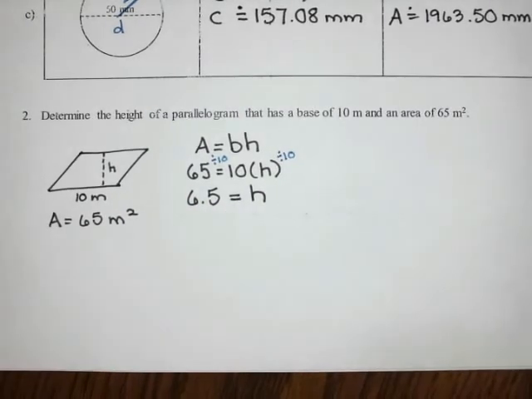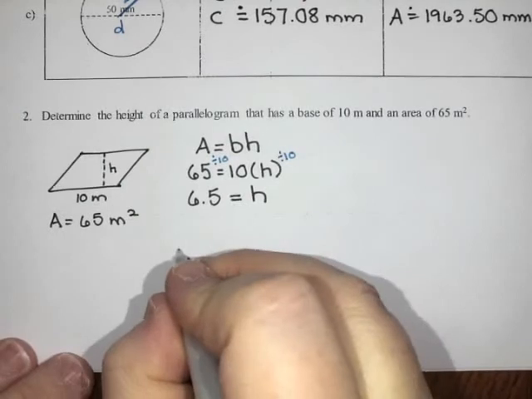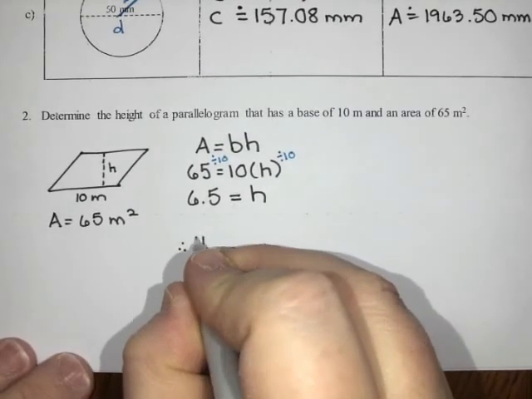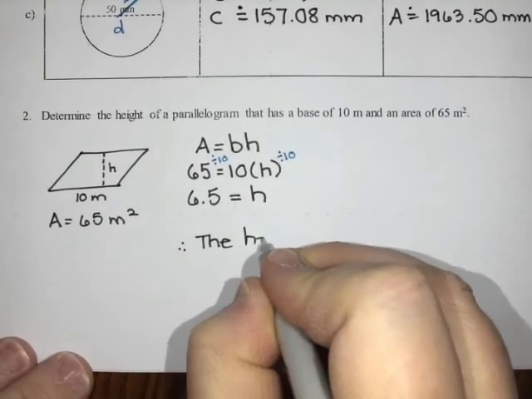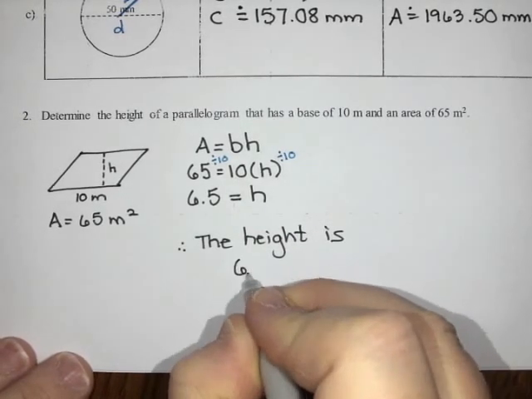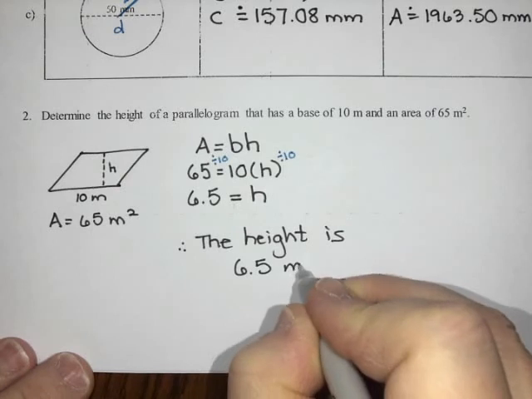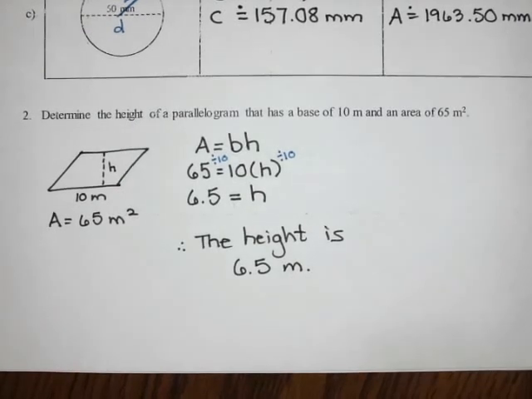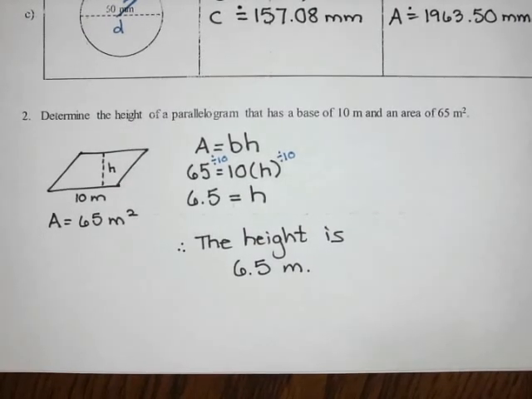as my height. So since this is more of a word question, I am going to write a little answer here that says the height is 6.5 meters. All right, you can watch the next video if you want to learn about composite shapes.